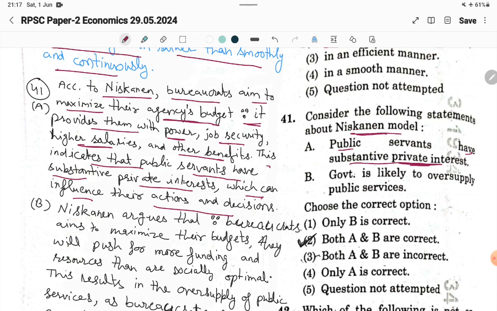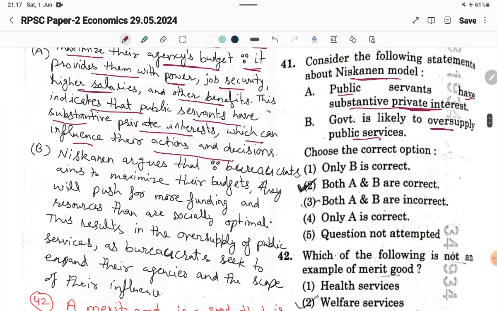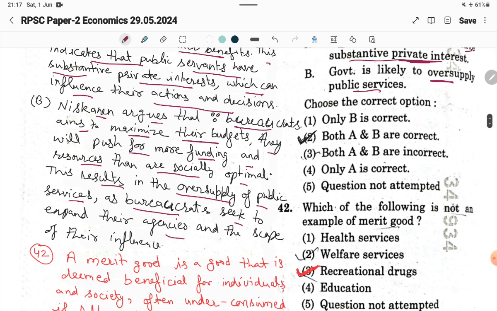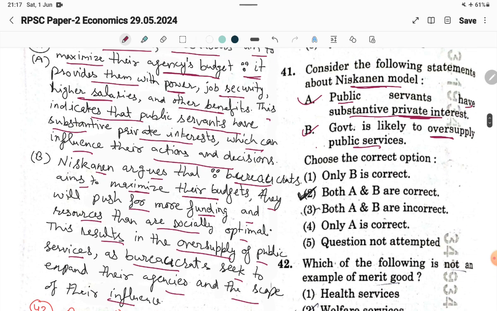And the next statement is government is likely to oversupply public services. Niskanen argues that because bureaucrats aim to maximize their budget, they will push for more funding and resources than the socially optimal. This results in the oversupply of public services as bureaucrats seek to expand their agencies and the scope of their influence. So both the statements are correct here, and the second option will be the right answer. Both A and B are correct.